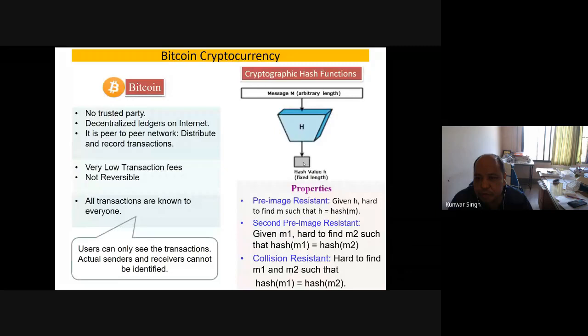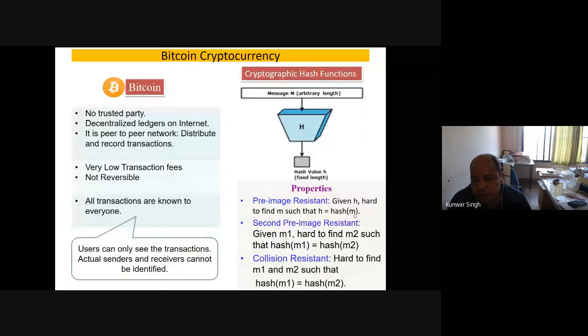Now, what are the properties of a cryptographic hash function? The first property is called pre-image resistance. This is some kind of one-way function. If you get the output, you cannot find the input. You can compute one way: you can find the hash, but once the hash is given to you, you cannot find the message. So given h, it is hard to find m such that h equals hash of m. Some kind of one way.